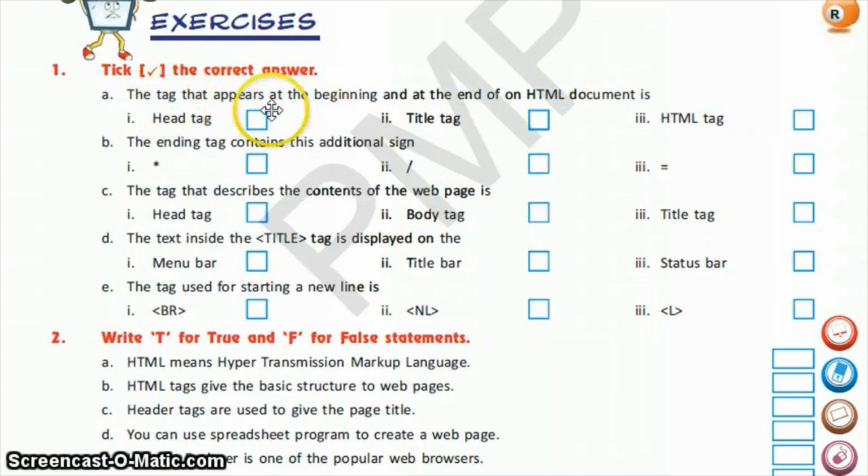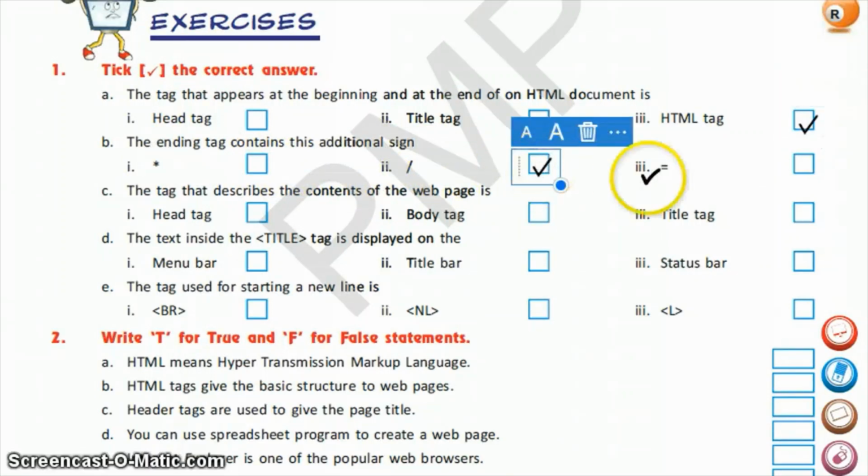First one is the tag that appears at the beginning and at the end of HTML document is head tag, title tag, HTML tag. We have done the practical now, so we know it is HTML tag. Anything between the two HTML tags, the opening tag and closing tag, the browser identifies as a HTML document. Now the ending tag contains this additional sign, and it is this /.